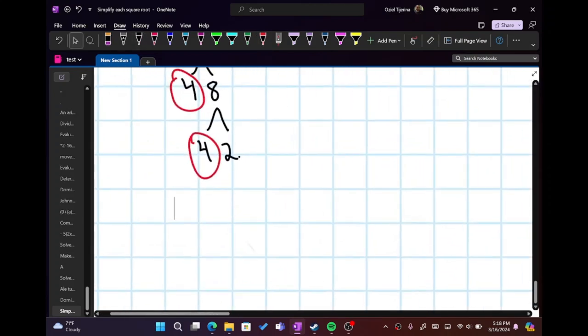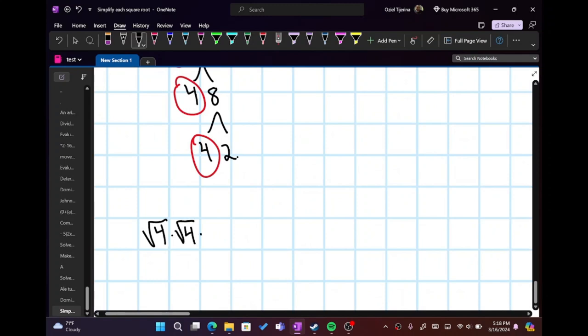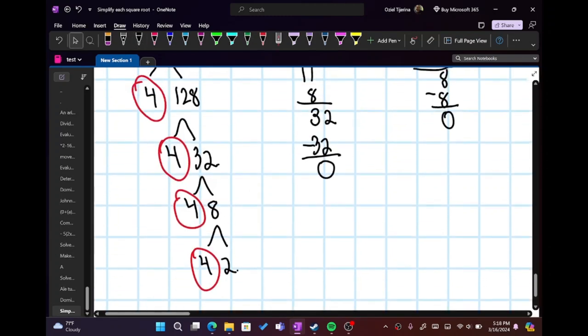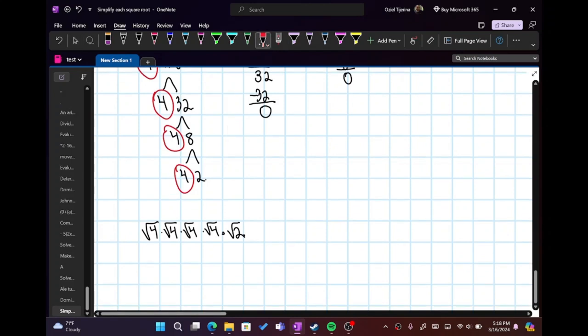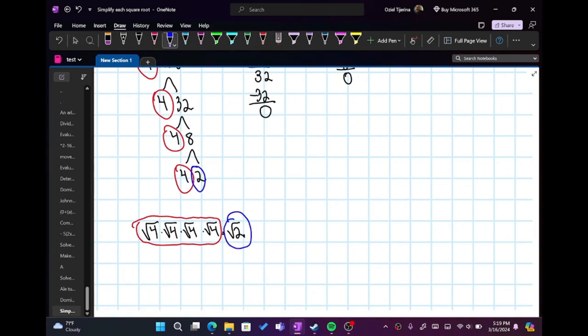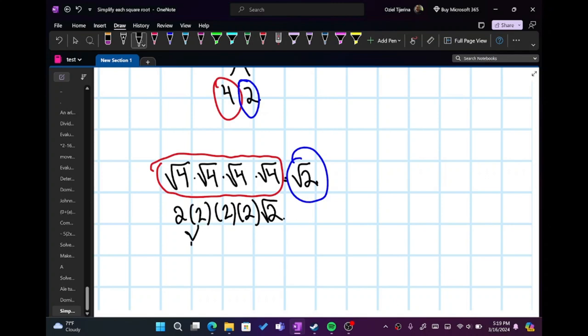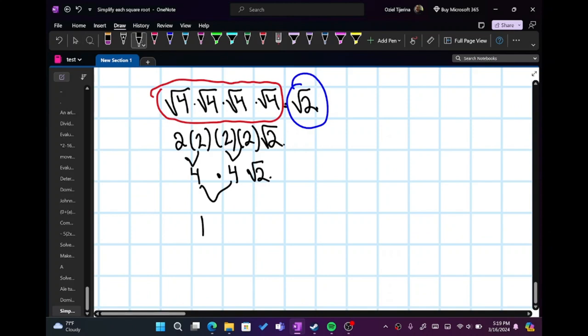Now we can say this is equal to the square root of 4 times the square root of 4 times the square root of 4 times the square root of 4 times the square root of 2. So you notice that all these numbers, I'm putting them into multiple square roots like this, right? And then times the square root of 2. So we're doing this, and then finally we're just going to go ahead and do the square root of each. So we have 2 times 2 times 2 times 2 times the square root of 2. This is 4 and then this is times 4, and then times the square root of 2. So you notice that I'm just multiplying at this point, and then this is just going to end up giving me 16 square root of 2. And this is our final answer for this one.